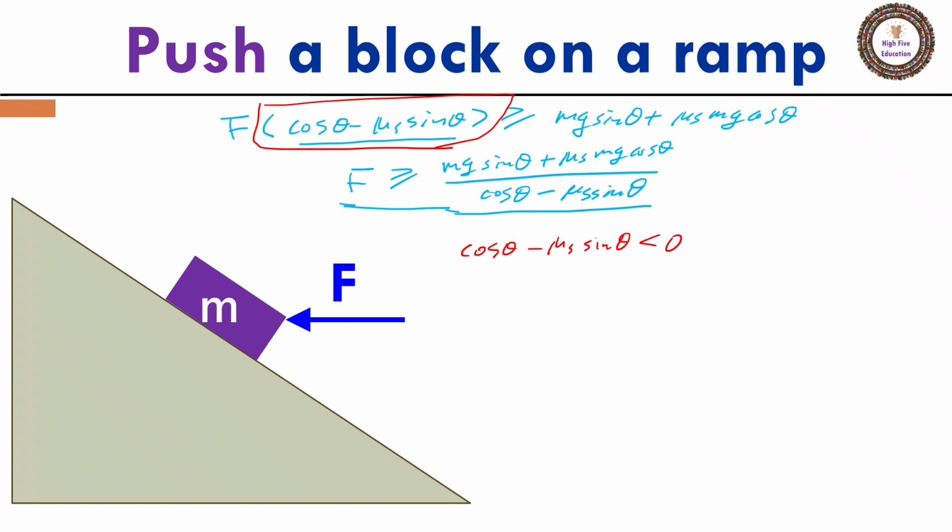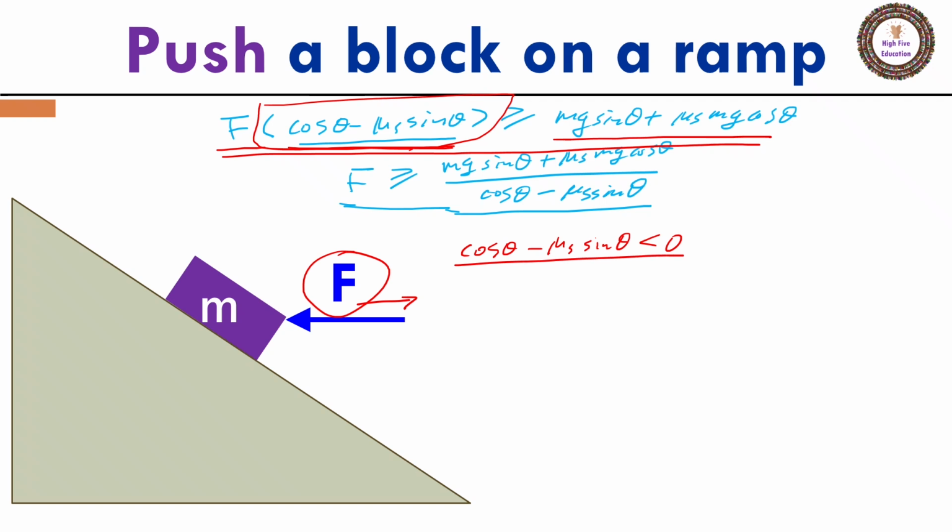What does it mean? If this whole quantity is smaller than 0, that means F has to be smaller than 0, because on the right side you got a positive value. But that's impossible, because if F is negative, that means F is going to the right. Then in that case, the block would not move up at all. So that does not make sense. In other words, if cosine theta minus mu s sine theta is smaller than 0, this equation would not be valid under any force. No matter how large your force is, the block will not move up.